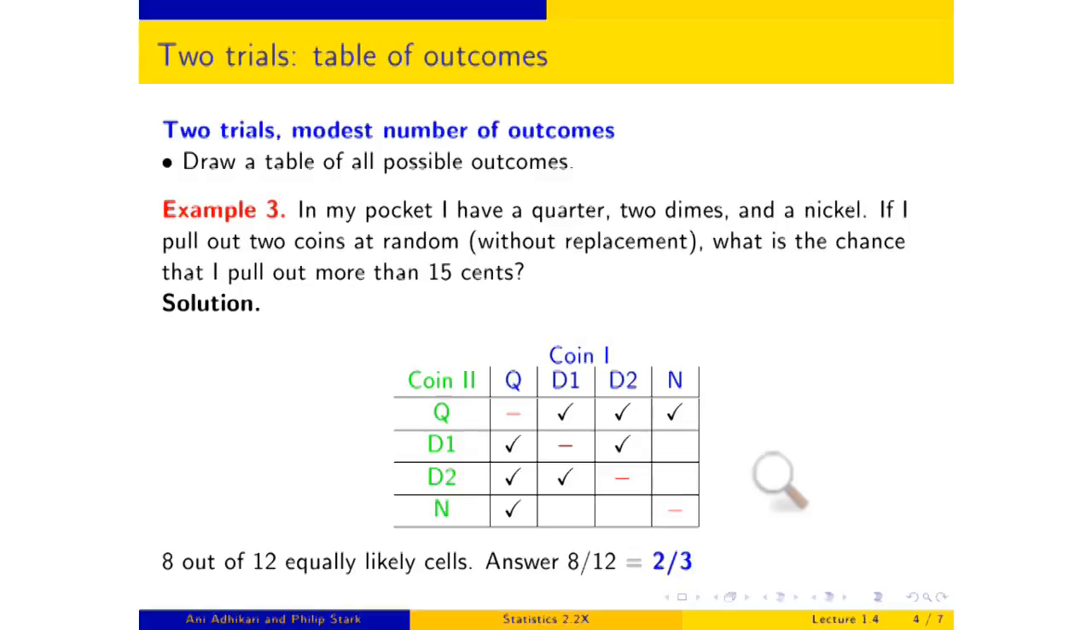When does it apply? Well, it applies when you have 2 trials, because you have columns and rows. You have a table. More than 2 trials, you can't draw a table because you'll have to have an axis that's coming out of your paper. You have to have 2 trials, and then you have to be willing to draw the table. So I'm saying a modest number of outcomes. By that I mean a number that I am willing to write out in a table.